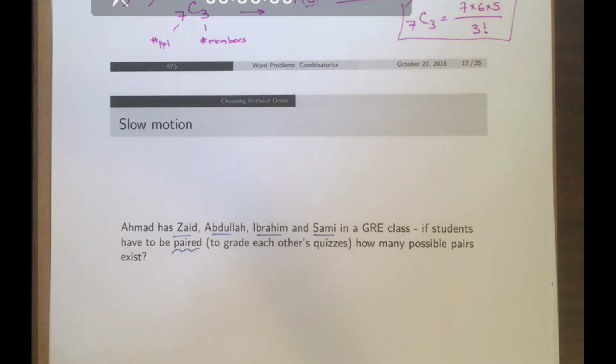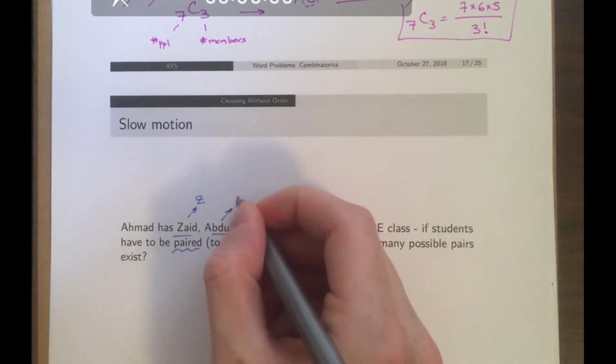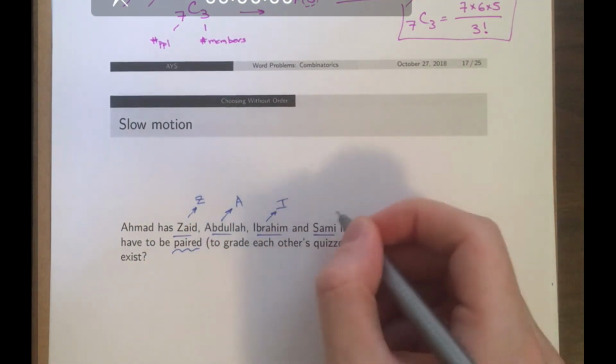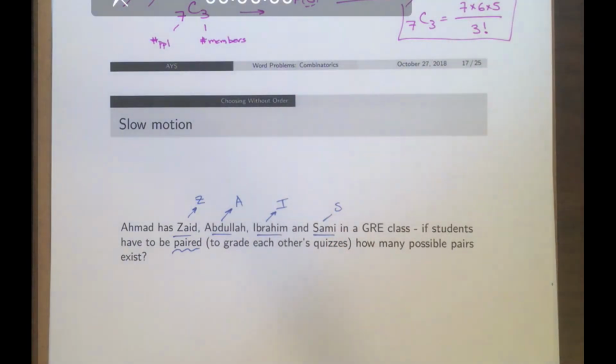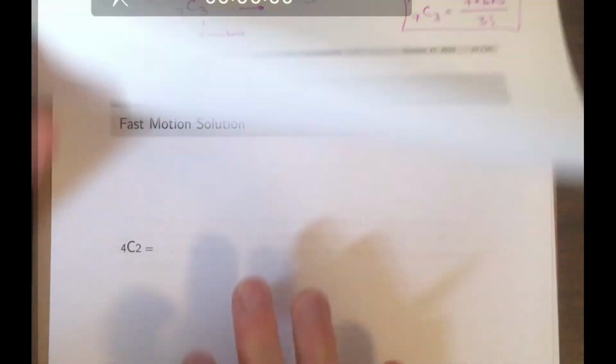So I'll go ahead and give you a second to try to write out all the possible pairs. For Zaid, you can use the letter Z, Abdullah, the letter A, Ibrahim, the letter I, and Sami, the letter S. So go ahead and try to write out all the possible pairs. After you're done with that, you can unpause the video.